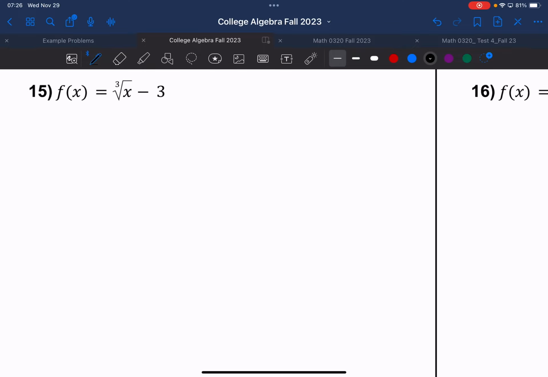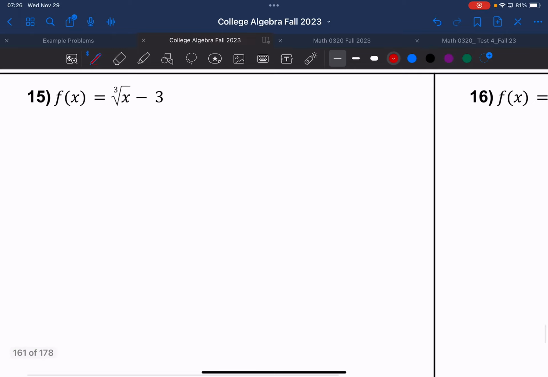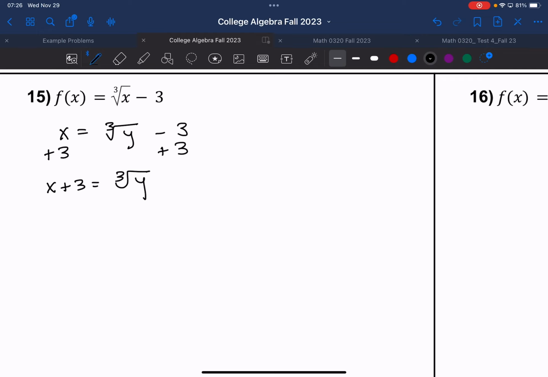Okay. So for number 15, we have f of x is equal to cube root of x minus 3. We're going to first do what? Good. Swap the points. So we have x is equal to the cube root of y minus 3. And now we're getting y by itself. So again, same concept we were just doing. Okay. So what would be our first step? Add 3. So x plus 3 is equal to the cube root of y.